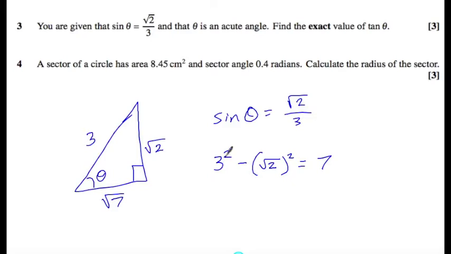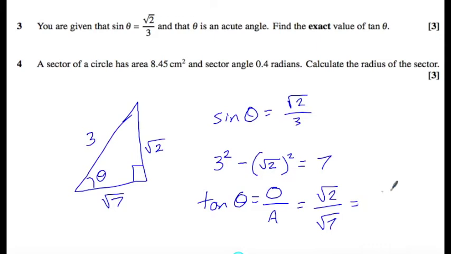Does that sound right? Yep. Now all we need to do is find tan theta. So tan theta is going to be opposite over adjacent, which will be root 2 over root 7. And really we should rationalise that, so if we times top and bottom by root 7, we'll have root 14 over 7.